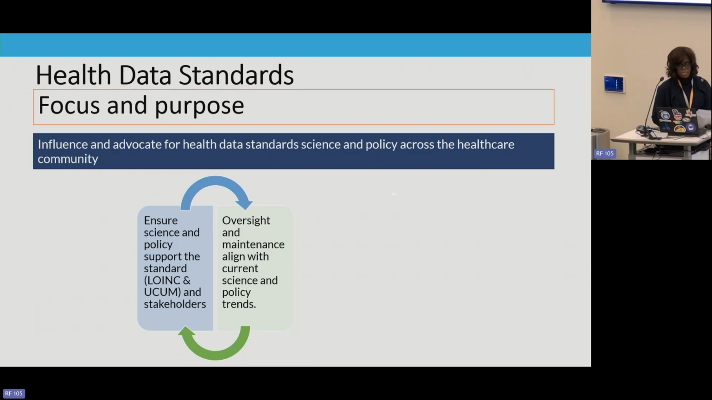A key component for any organization that engages in data standards work is ensuring that the current science and policy supports the needs of your standards and its users. So in our case, it's ensuring that current science and policy support the needs and users of LOINC and UCOM, and conversely, that our work related to the oversight and maintenance of the standard is aligned with current science and policy. These two efforts are tightly coupled and represent about 50% of our unit's work.